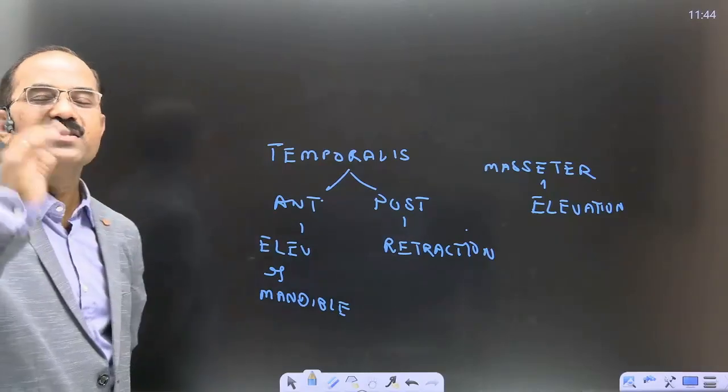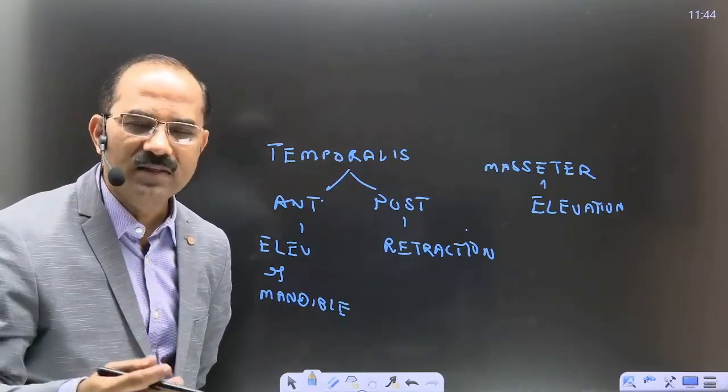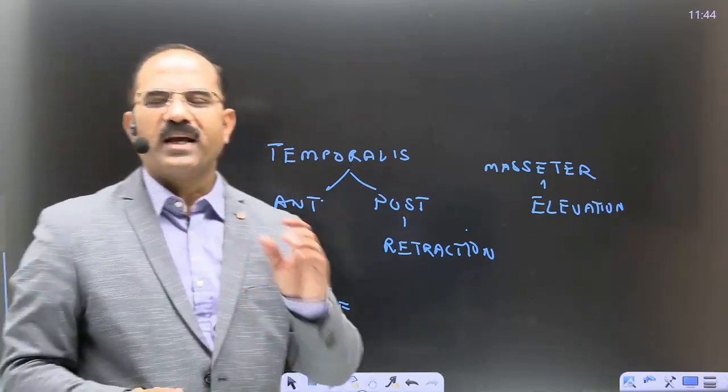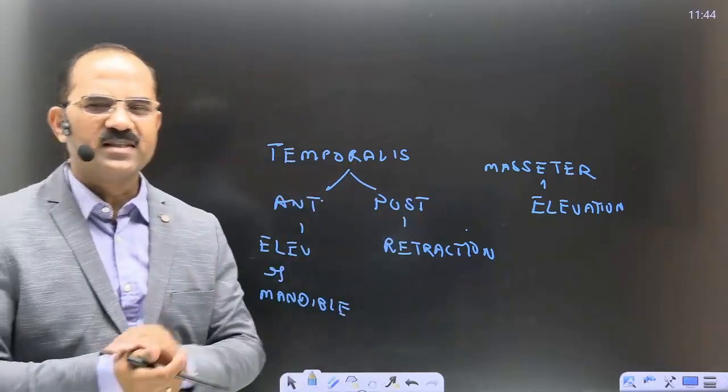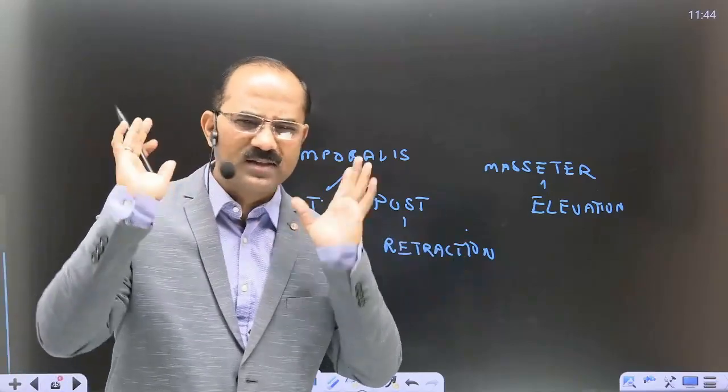Simple. What is the nerve supply of masseter? Masseteric nerve, which is a branch of the anterior division of the mandibular nerve. So that's about the masseter and temporalis. Easy. Masseter and temporalis are easy.